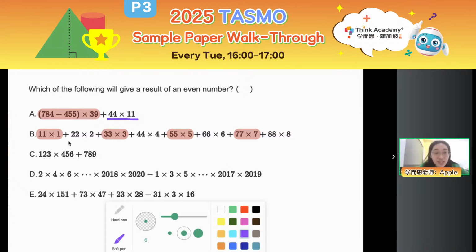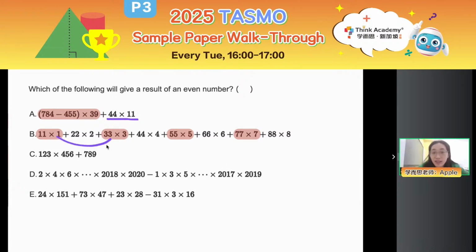Now you see that just imagine that they are making some friends. Okay, now pair up two odd numbers, you will get even number. Pair up two odd numbers, you will get even numbers. So that is why we choose B, okay? B can give us a result of an even number.